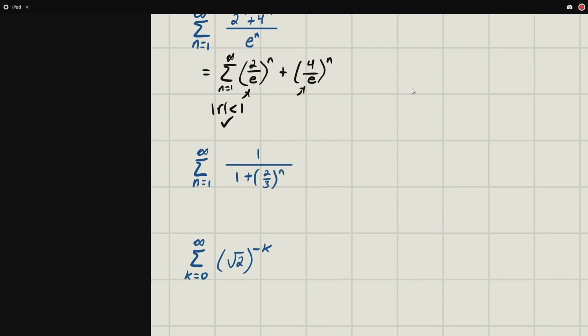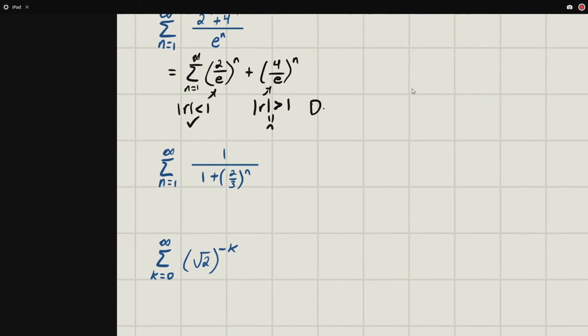This one though, well, let's see. What is the absolute value of r doing here? Well, this is 4 over e, and this is going to give us a value of 1.47. So this is going to be greater than 1. So this is a frowny face. It diverges.